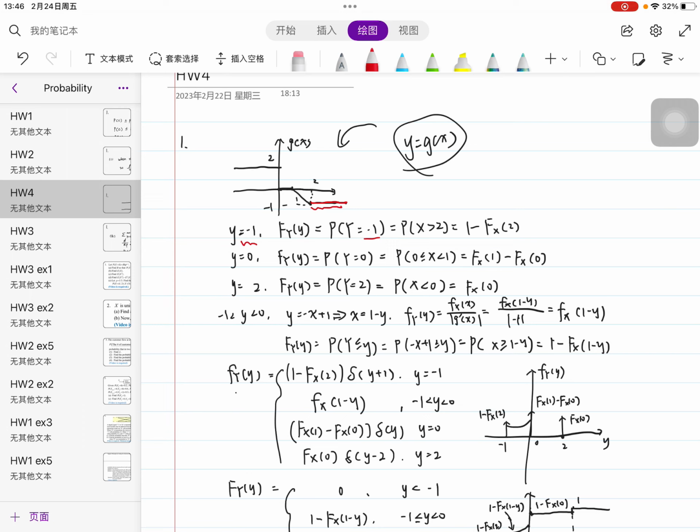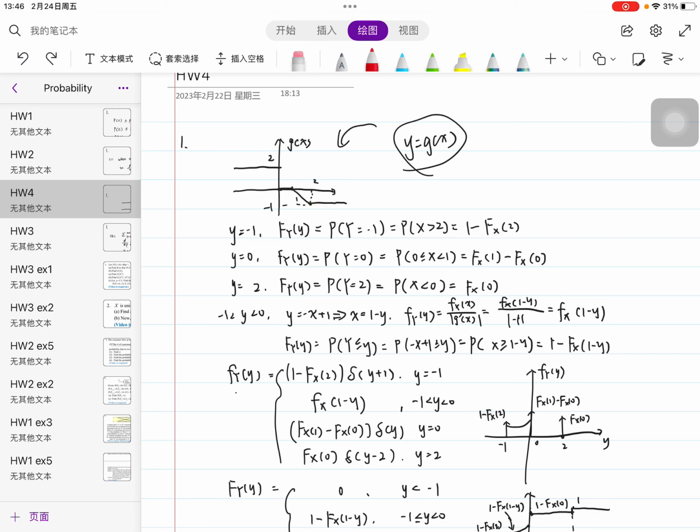So that is X is larger than 2, and based on the definition we can write that this equals 1 minus the distribution function of X at 2. So this is for Y equals -1.